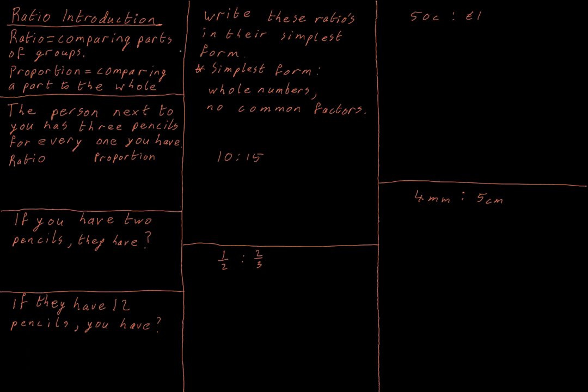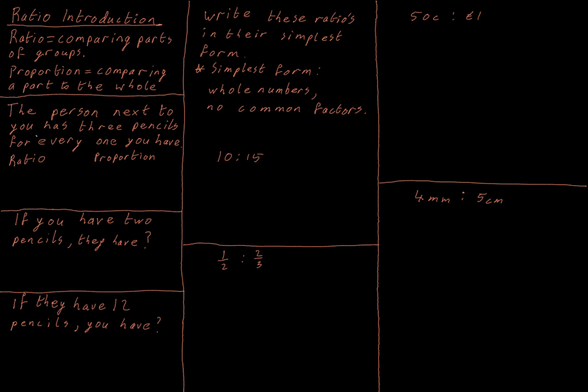Hello. Now we're going to have a look at an introduction to the idea of ratios. Ratios are just where we're comparing parts of groups together. A related word is proportion, where we are comparing part of a group to the whole. We're going to look at what that means in practice in a moment. So let's have a look at this example.